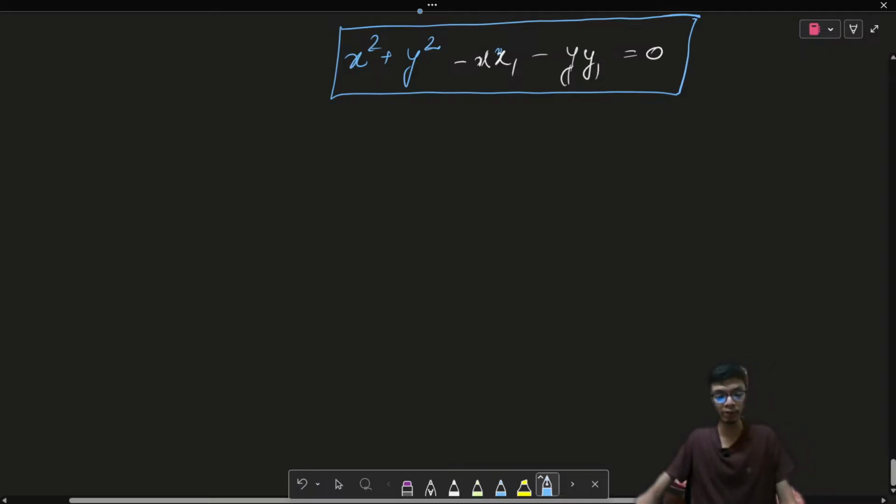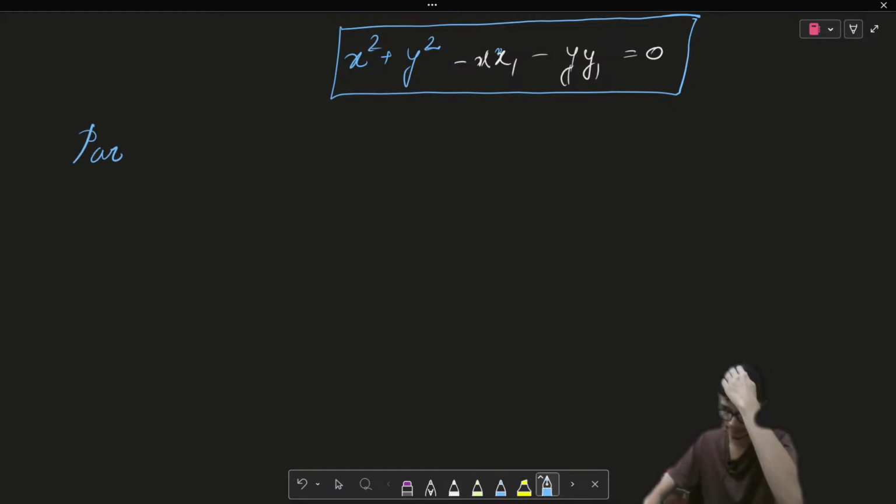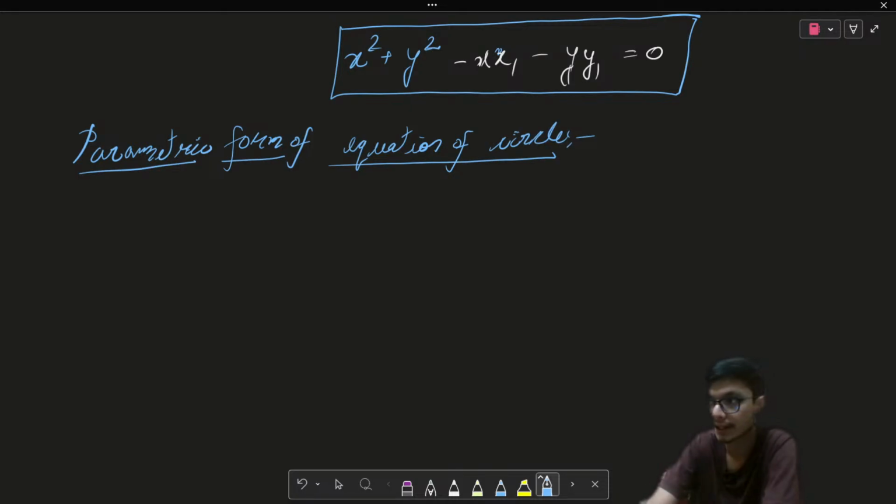That is called the parametric form of the equation of a circle. So let us try to see what the parametric form is for the given equation of a circle.